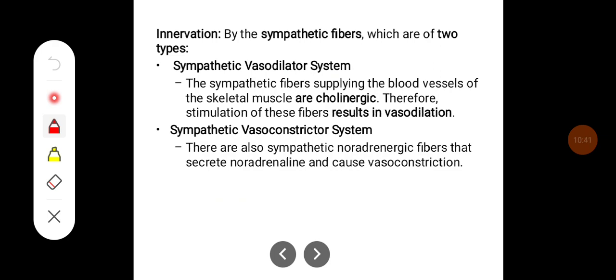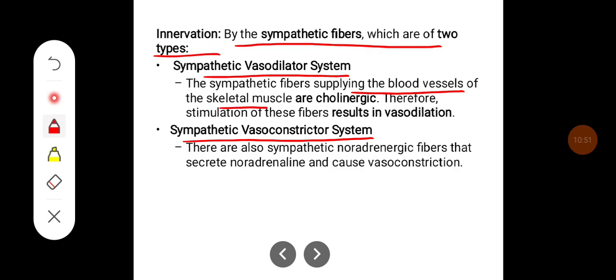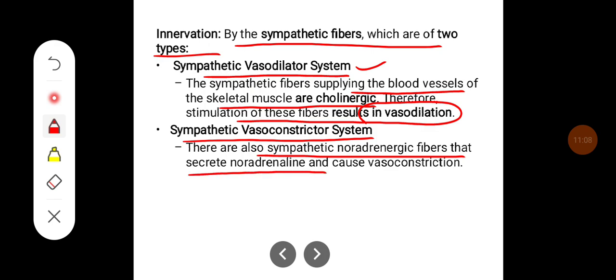They are innervated by sympathetic fibers, which are of two types: the sympathetic vasodilator system and the sympathetic vasoconstrictor system. Sympathetic fibers supplying the blood vessels of the skeletal muscles are cholinergic. Therefore, stimulation of these fibers results in vasodilatation in the sympathetic vasodilator system. Whereas in the sympathetic vasoconstrictor system, there are sympathetic noradrenergic fibers that secrete noradrenaline and cause vasoconstriction. So here you have noradrenergic fibers that lead to vasoconstriction.